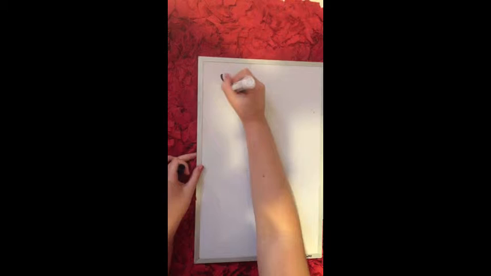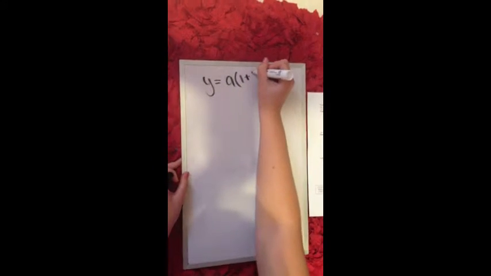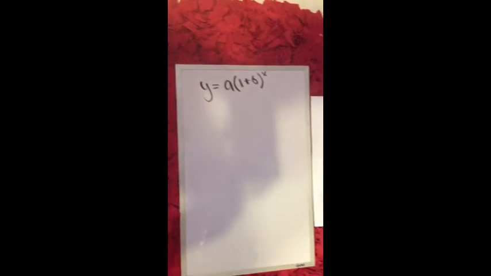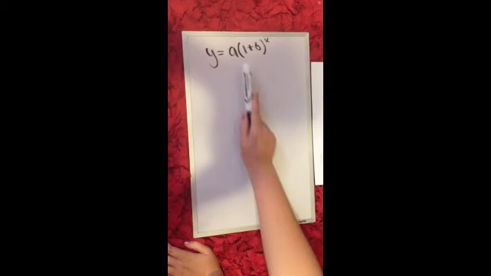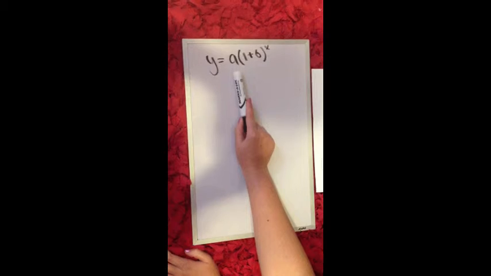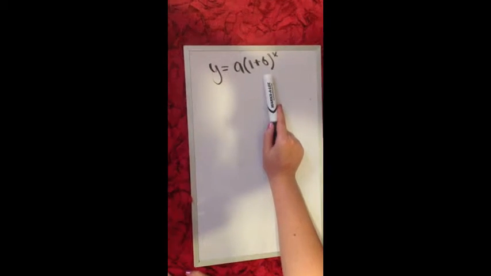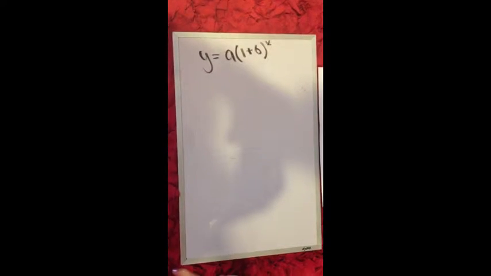So to solve this problem, we're going to go through a few steps. Our general equation for exponential growth is y equals a times (1 plus b) to the power of x. In this equation, y represents our final account balance, a represents the initial amount that we started with, b represents the percent change, or annual interest, and x represents time. In this case, it'll be the number of years that have passed.